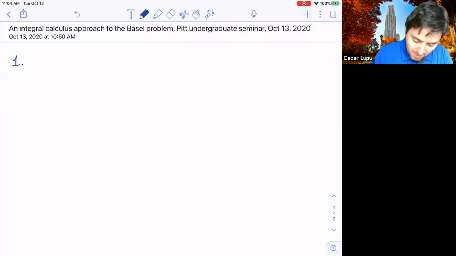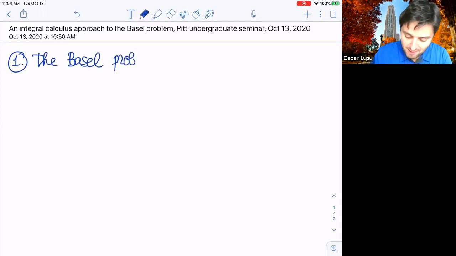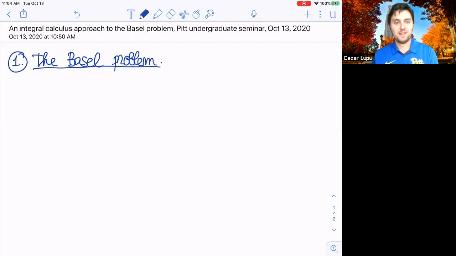So let me start with the Basel problem, with some history about it. Because in fact, I didn't know the whole history about the Basel problem. I knew a bunch of things, but not the whole history. And it looks like it was a conjecture for almost 100 years. I didn't even know that. So the Basel problem states the following.